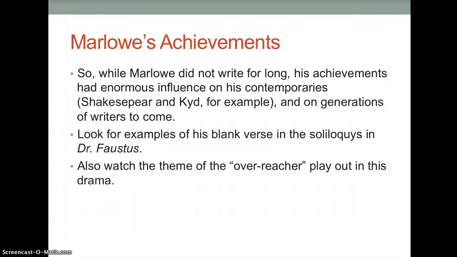And then also I urge you to look for the theme of the overreacher in this play as you read through it. I'll see you on the discussion board.